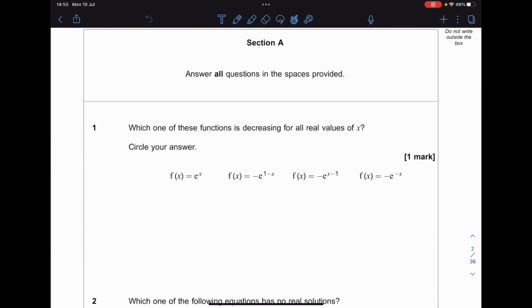Okay, so we've got, which of these functions is decreasing for all real values of x? Now, it is all real values. So, okay, let's have a think about this then. Because we're looking for all real values, the only one that's going to be decreasing is going to be looking at where the derivative, so f prime of x, is going to be less than 0. The only way where that's true is where this is less than 0. So I'm going to say it's the third one here. And I believe that's the right answer.